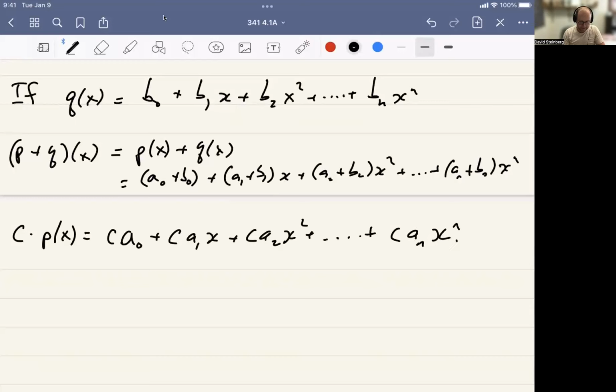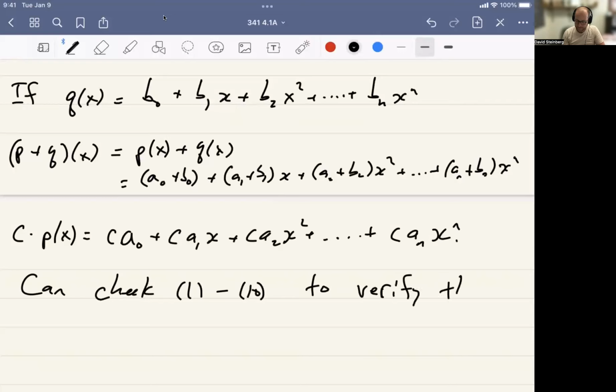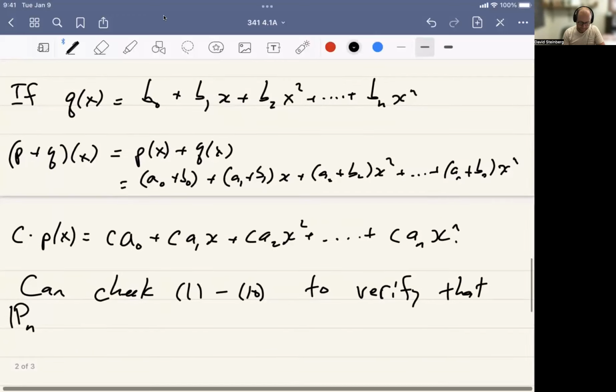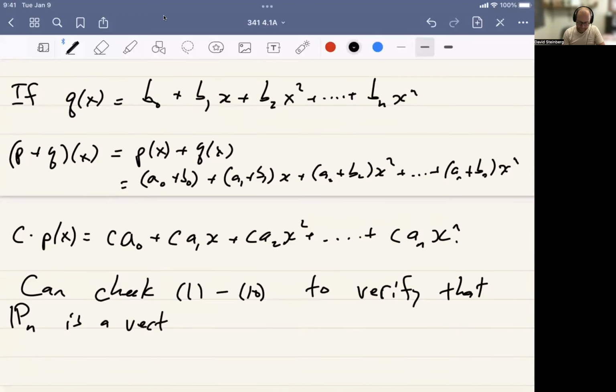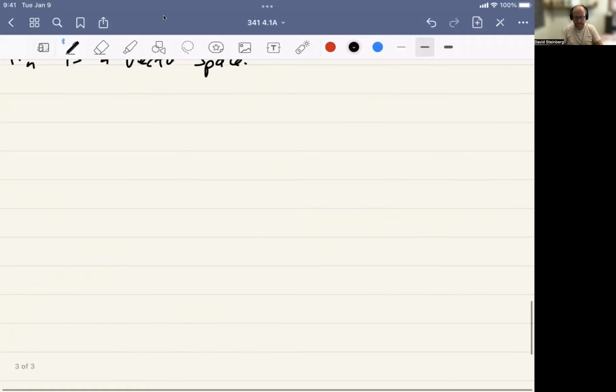And I'll just say, we can check 1 through 10 to verify that Pn is in fact a vector space. The zero vector here, of course, is just the polynomial where each coefficient is 0, the constantly 0 function, if you like. Let's do some more examples.